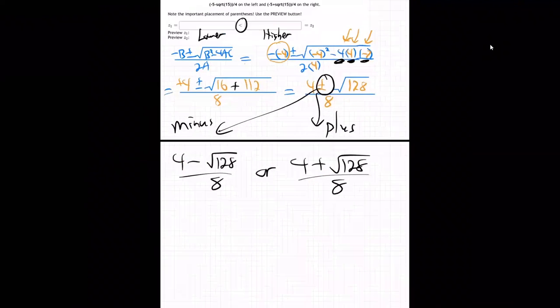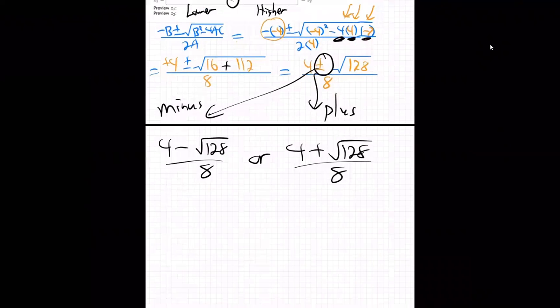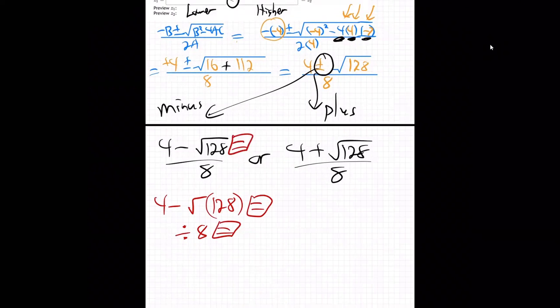So what do I mean by hit the buttons? Well, here's the trick. Here's the thing that messes up a lot. There is something tricky about this. Watch, here's how I type it in. 4 minus square root 128, and then I hit equals or enter, and then I go divide by 8, and I hit equals again. Everybody see what I'm saying? You have to hit equals when you're done with the numerator.